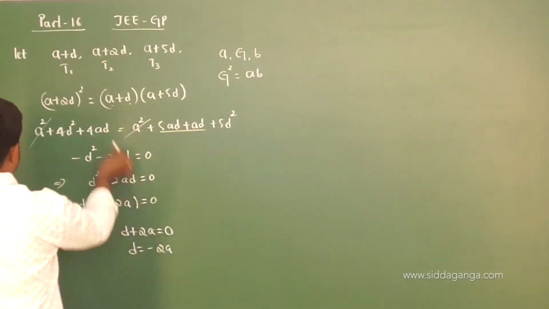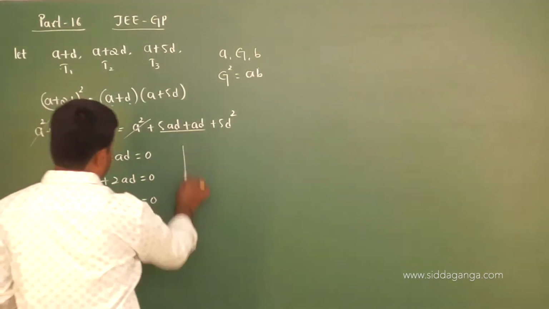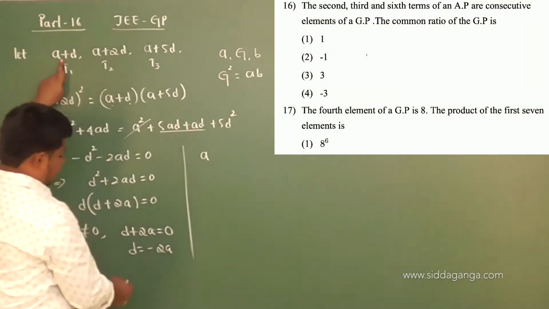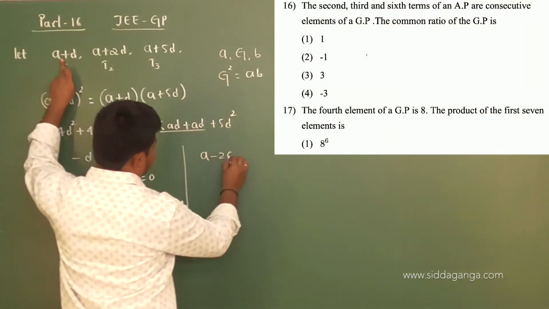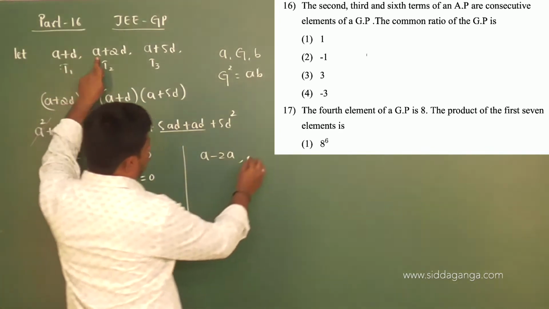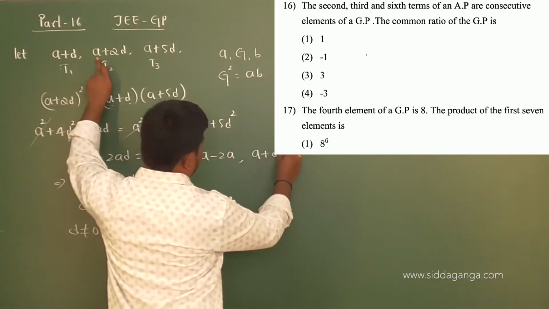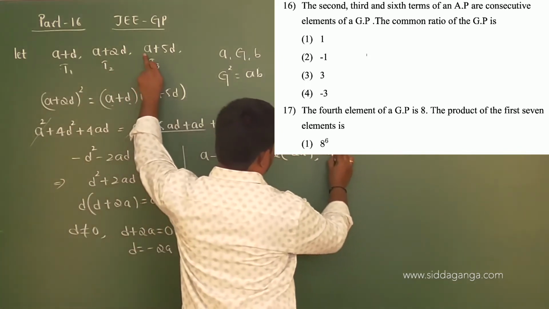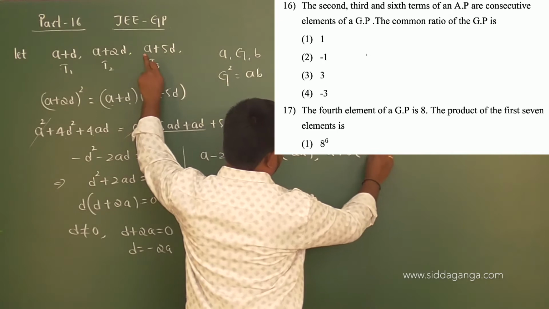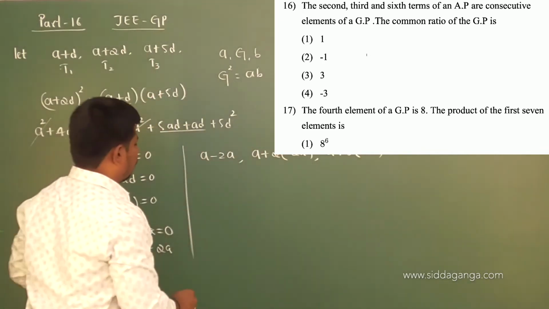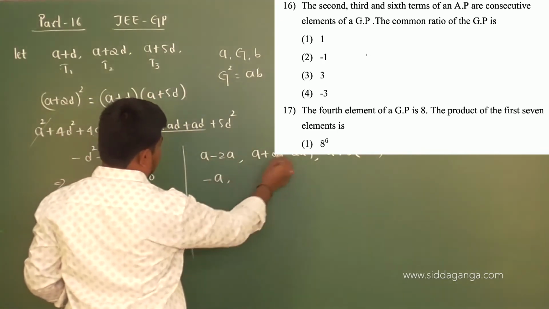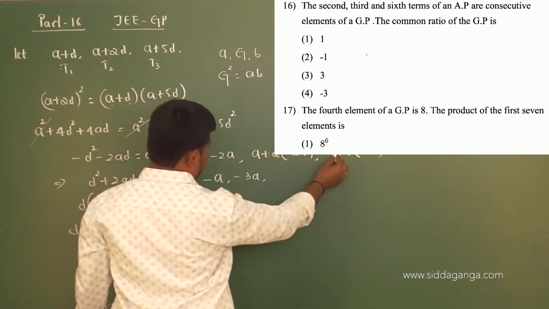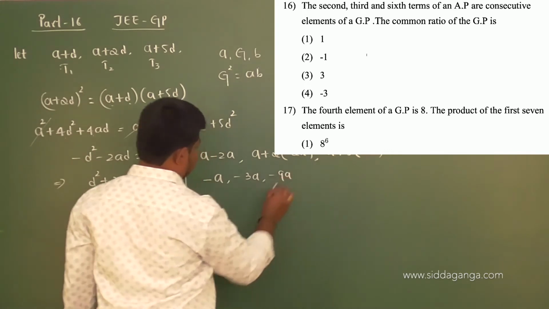Now let me substitute this in the given terms. The first term is A plus D, and D is minus 2A, so A minus 2A. The second one is A plus 2D, so A plus 2 into minus 2A. And the third term is A plus 5D, so A plus 5 into minus 2A. So you get minus A; here A minus 4A gives minus 3A; and here A minus 10A gives minus 9A.